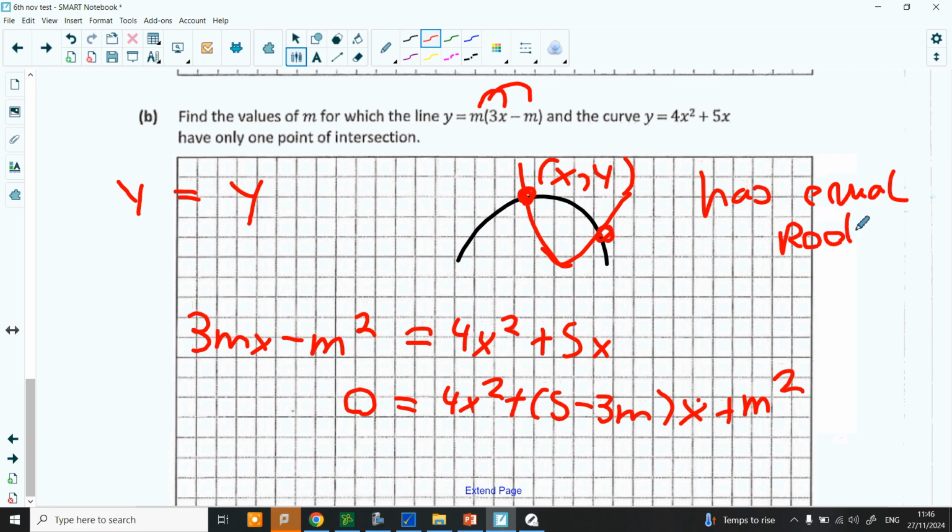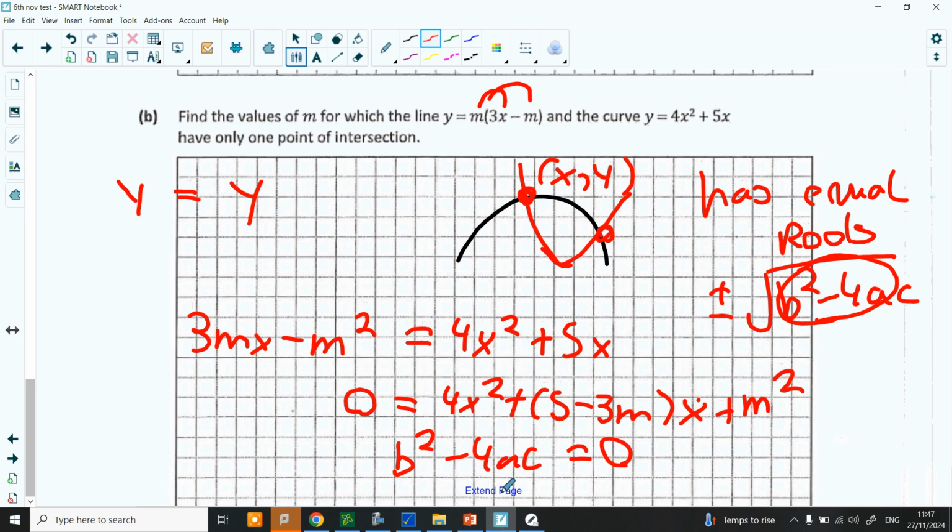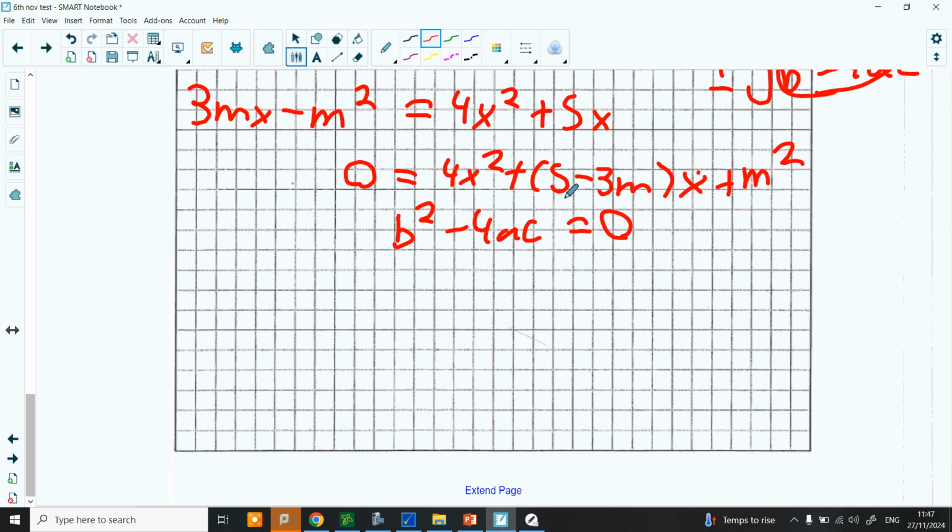equal roots, which basically means that the plus or minus square root of b squared minus 4ac must result in only one answer, which means b squared minus 4ac has to be 0. So therefore, we can say b squared minus 4ac equals 0. A couple of you got this fully out, to be fair. B is (5 minus 3m) squared minus 4 times 4 times m squared equals 0.